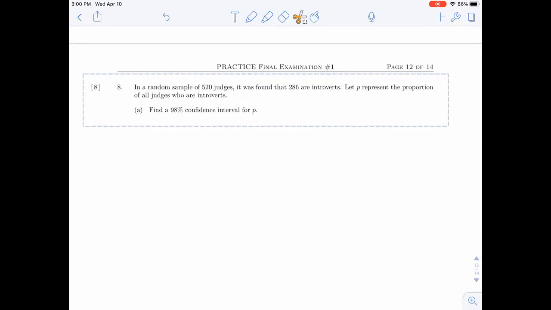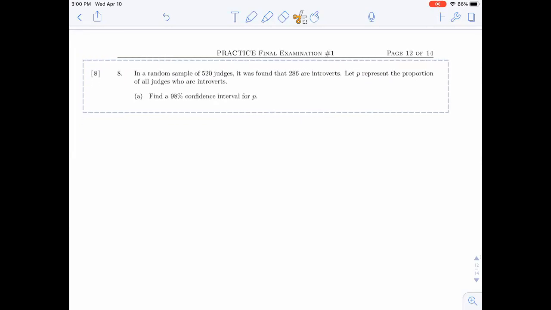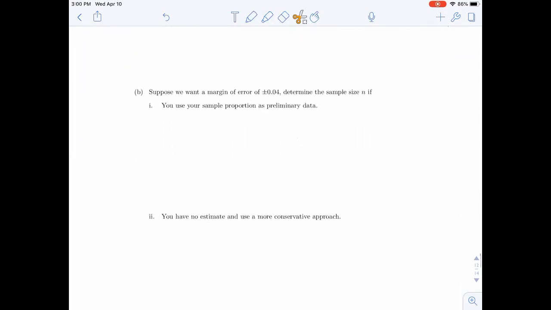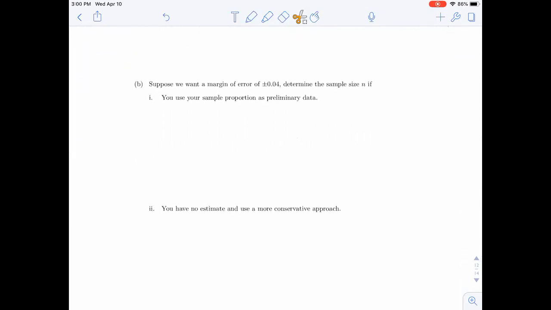So now, question 8 and question 9, those are proportions questions, right? In a random sample of 520 judges, it was found that 286 are introverts. Weird thing to study, but okay. Let P represent the proportion of all judges who are introverts. So part A, find a 98% confidence interval for P. And then part B, suppose you want a margin of error of 0.04. Then we have to do a sample size calculation. One where we're assuming we have some preliminary data, so we use our sample, and two where we just use the conservative approach of a 50-50 split. Okay.